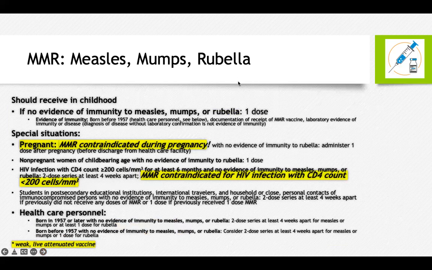Okay, we have our MMR, measles, mumps, rubella. Most people should have received this in childhood. It's obviously contraindicated during pregnancy, so do not give this if a patient is pregnant. You have to be very careful with anybody who's HIV. You want to check their CD4 count. It's contraindicated for HIV infection with CD4 count less than 200. Okay, so just keep that in mind in terms of contraindications.